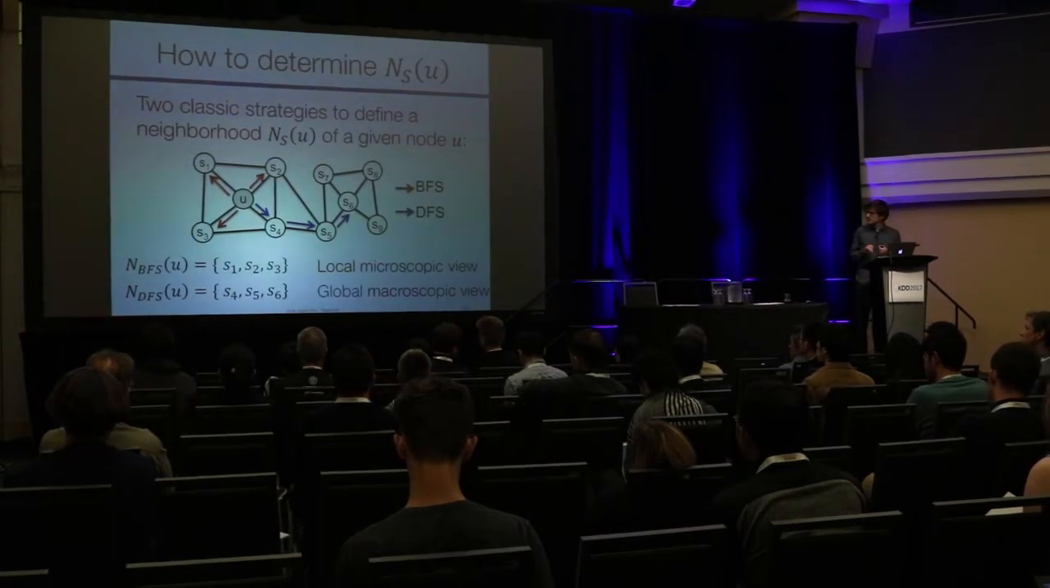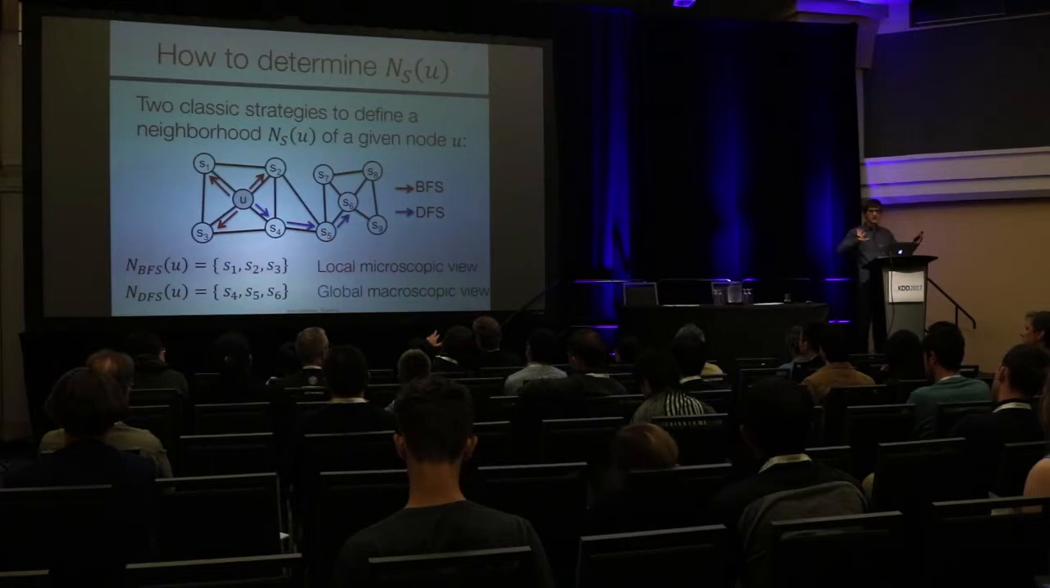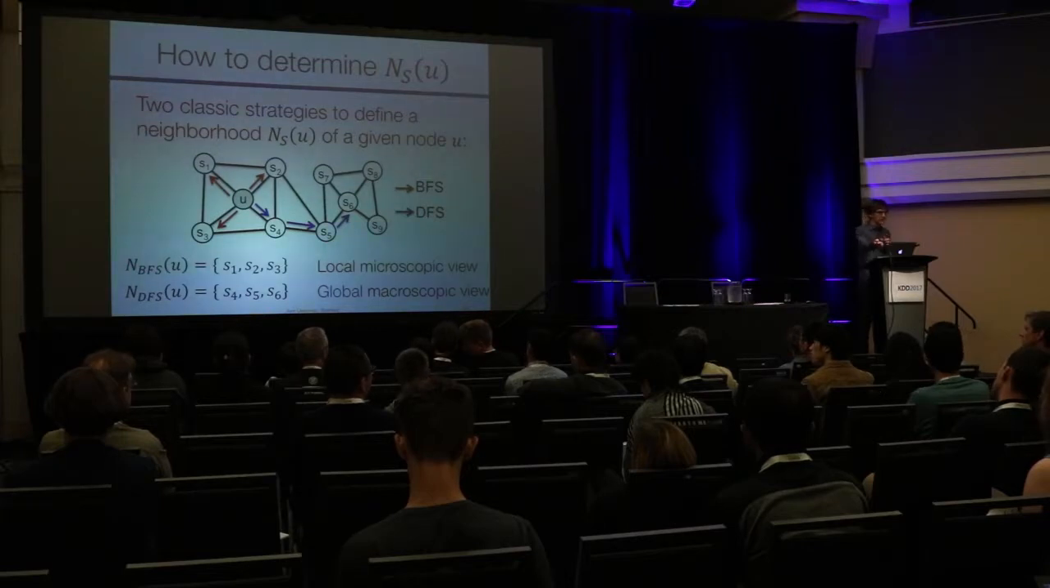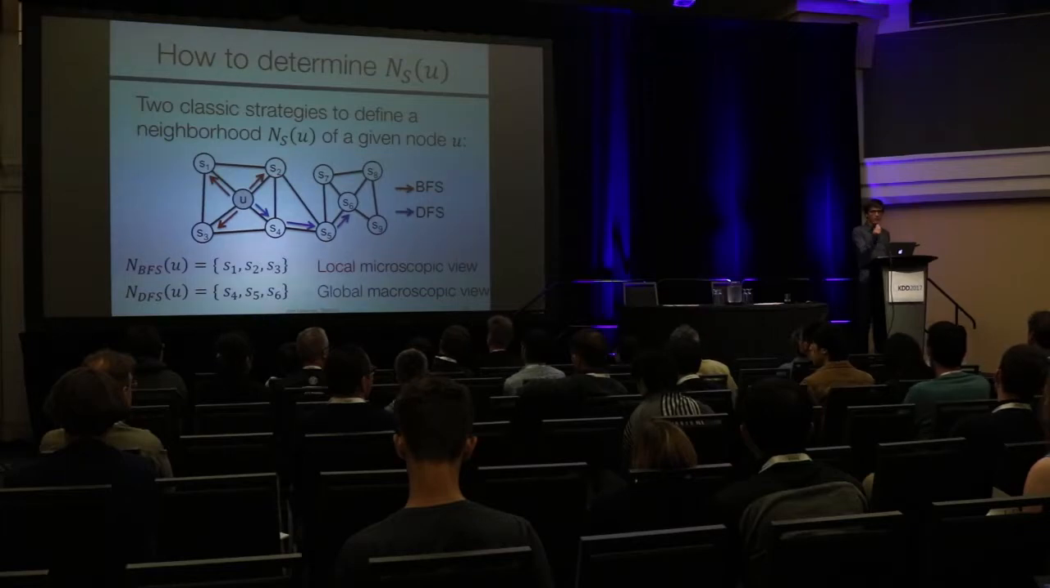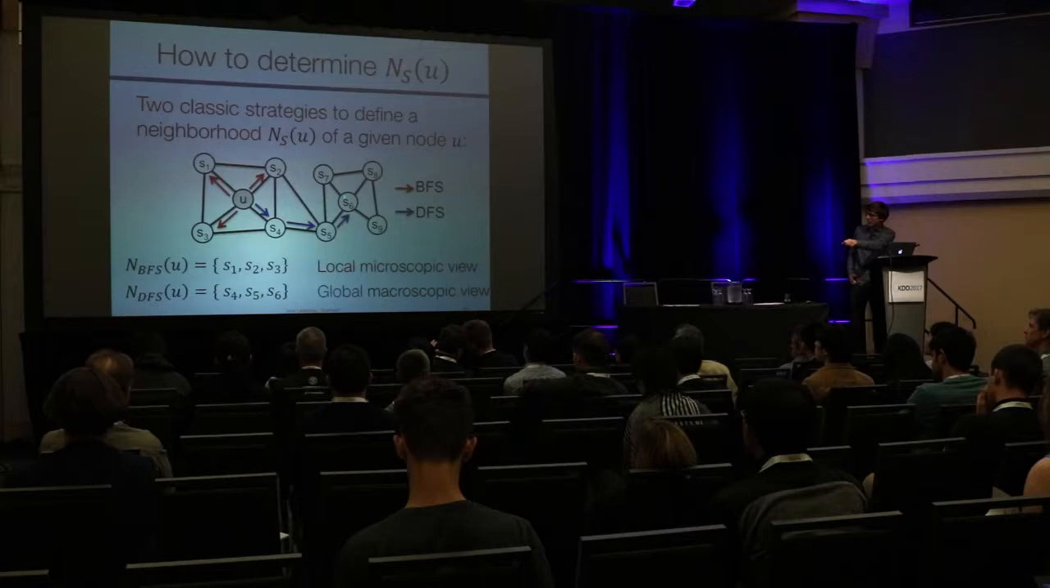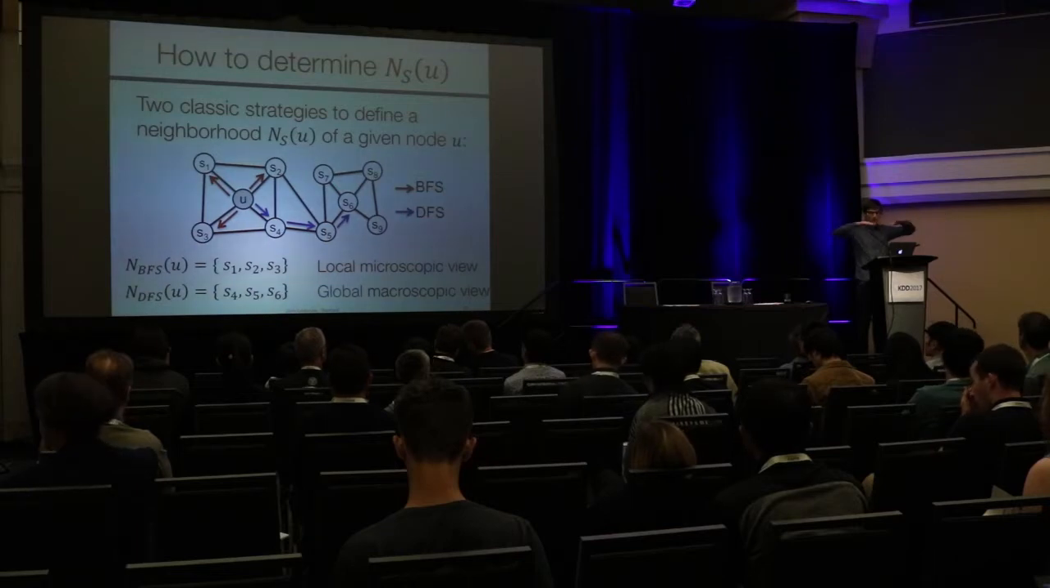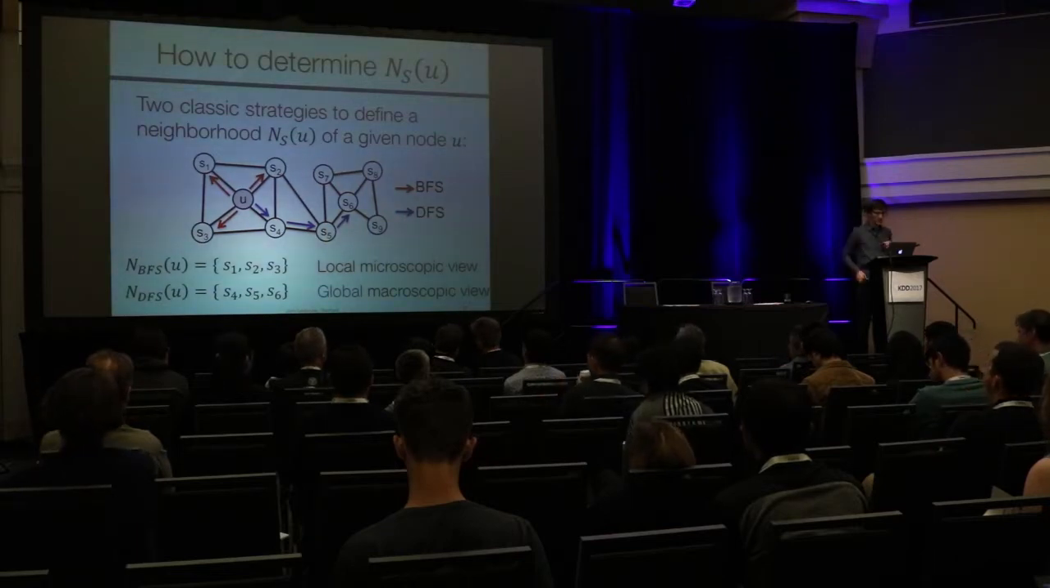And the interesting thing is that depending on how you explore the network, you will get a very different view of the network. If you explore the network in very small local patches around the starting node u, then you'll get a very local microscopic view of the network. But if you use this type of long-range exploration strategy, you will get a much better sense of how the network looks globally. You'll get more like a macroscopic view of the network.